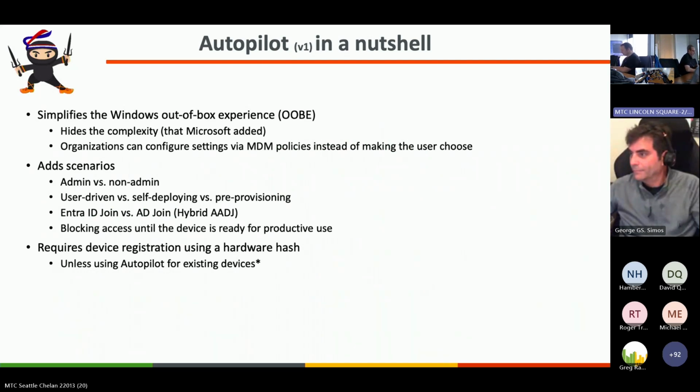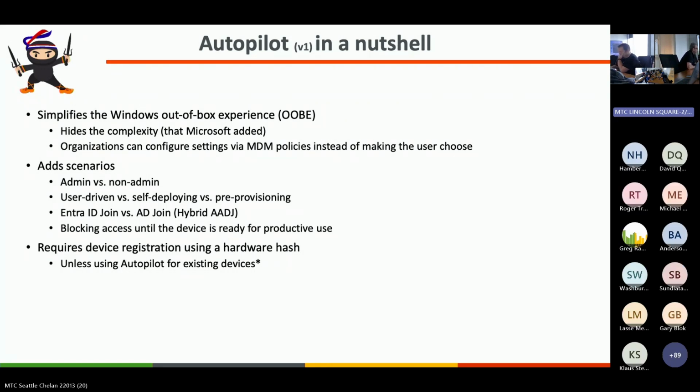So for those that need a recap, basically Autopilot V1 was designed and released to simplify the Windows out-of-box experience. Of course, Microsoft is the one who made that experience complicated in the first place, so that's typical Microsoft. Let's make something really complicated and then release a fancy feature to simplify it.